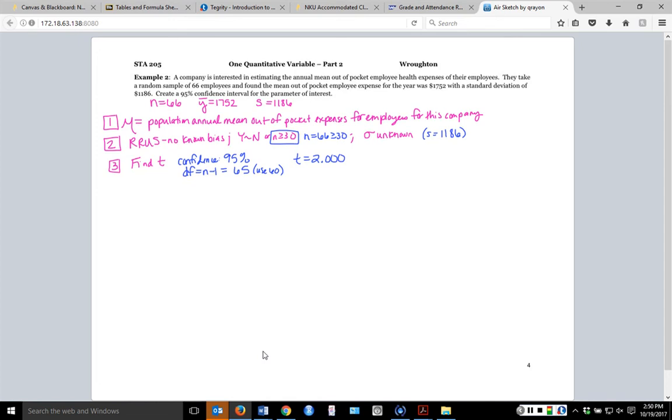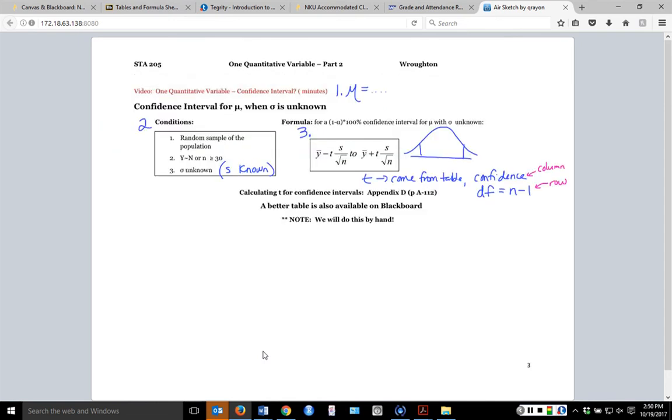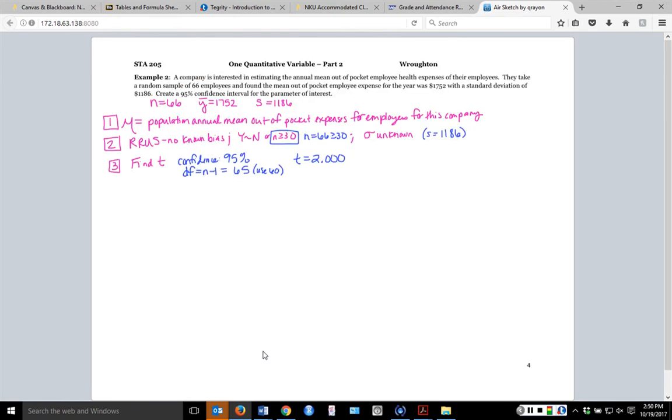And then at that point, we have all of the numbers to plug in. So again, formula just here on the previous page, probably on your same page that you're looking at right now. So we're going to take our sample mean, which was 1,752, minus our T times our S over the square root of N. Then the same thing on the other side, except there's that plus sign between them.